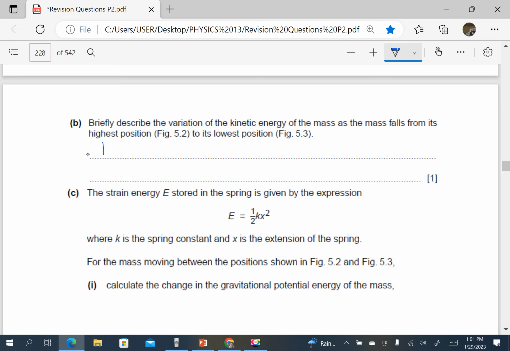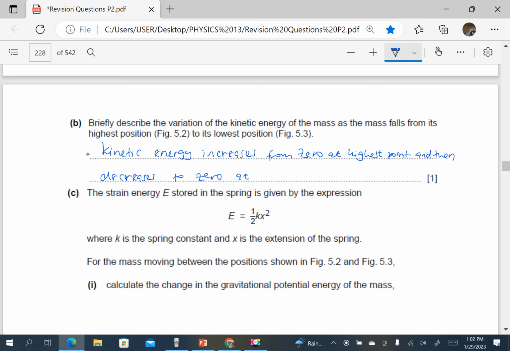So kinetic energy increases from 0 at the highest point, and then decreases to 0 at the lowest point.